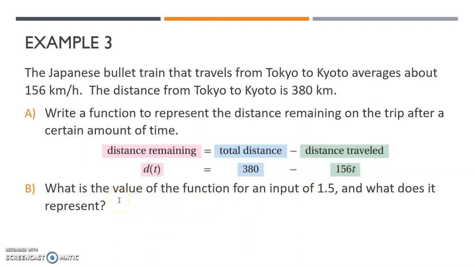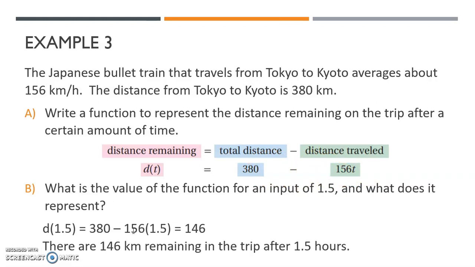So now they want us to give the value for an input of 1.5 and describe what it represents. That just means take 1.5 and put it in anywhere you see a t, and actually just calculate this side of the function, 380 minus 156 times 1.5. So that comes out to be 146.